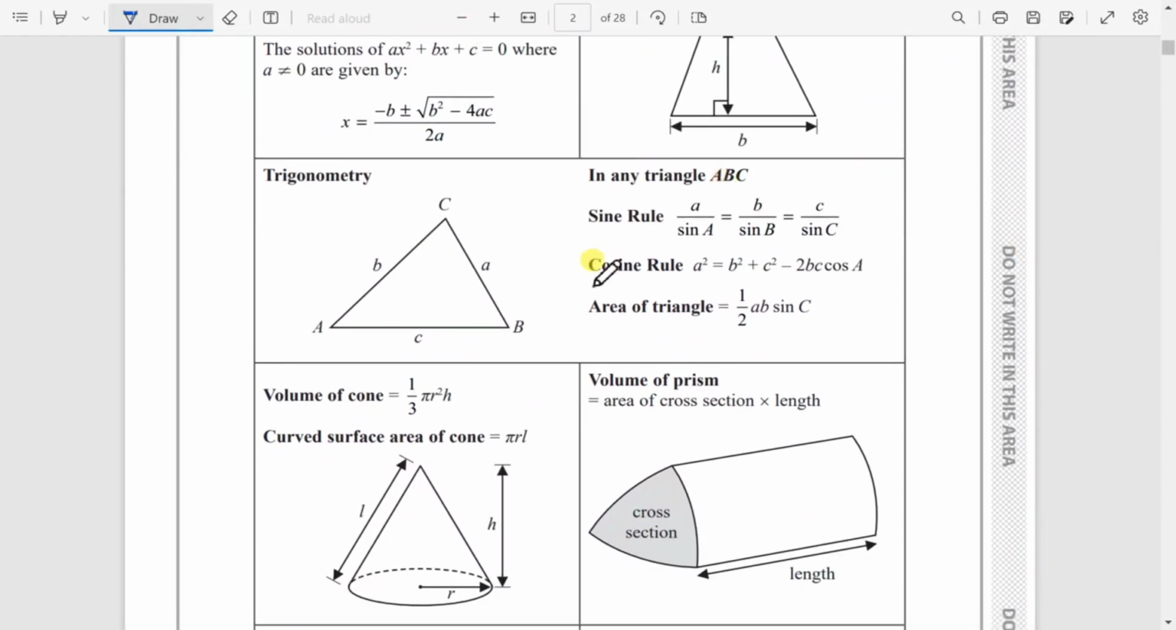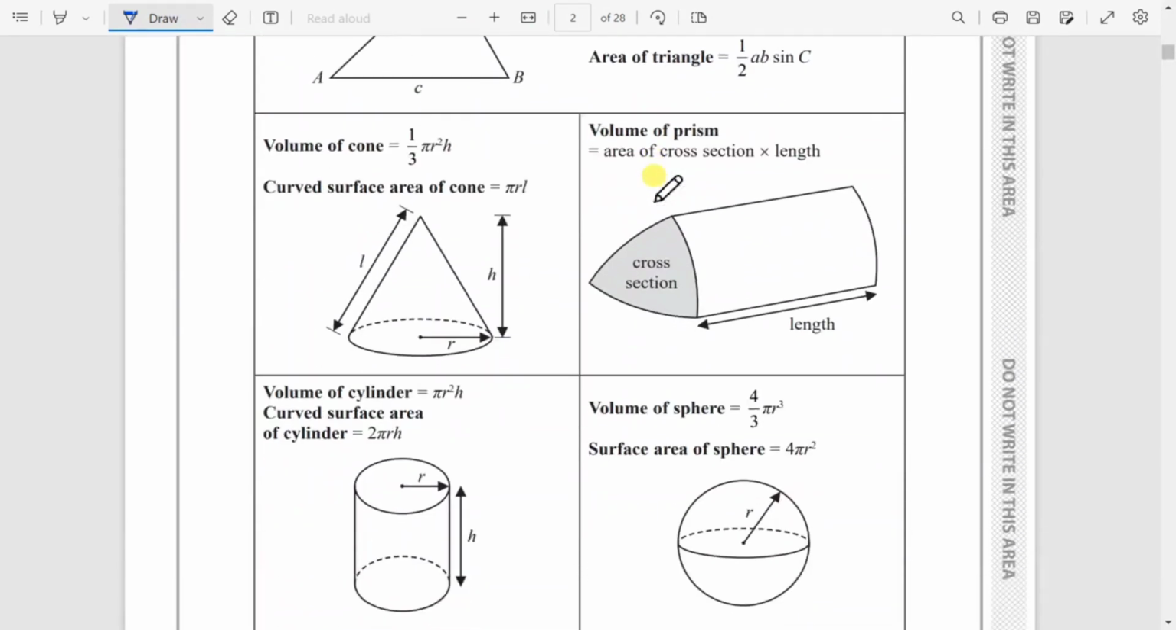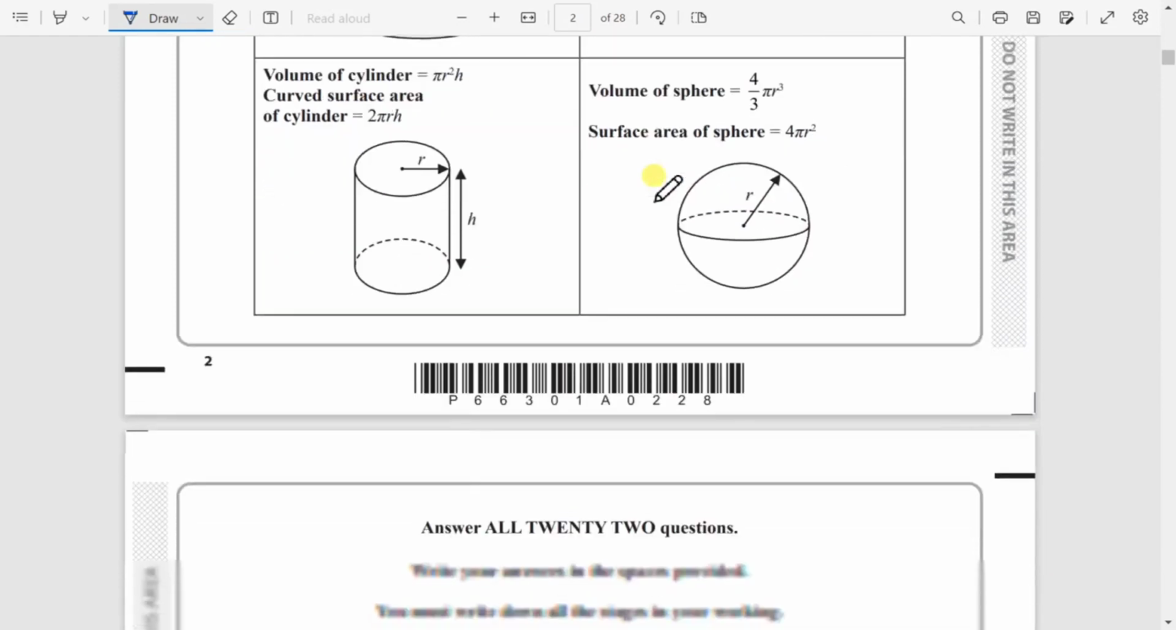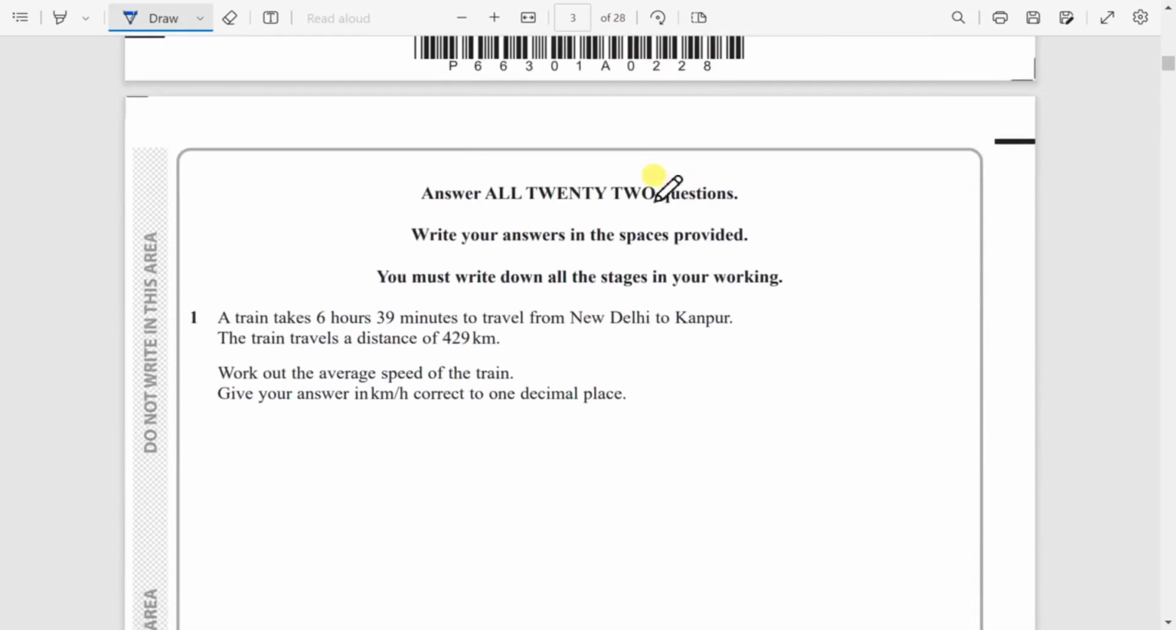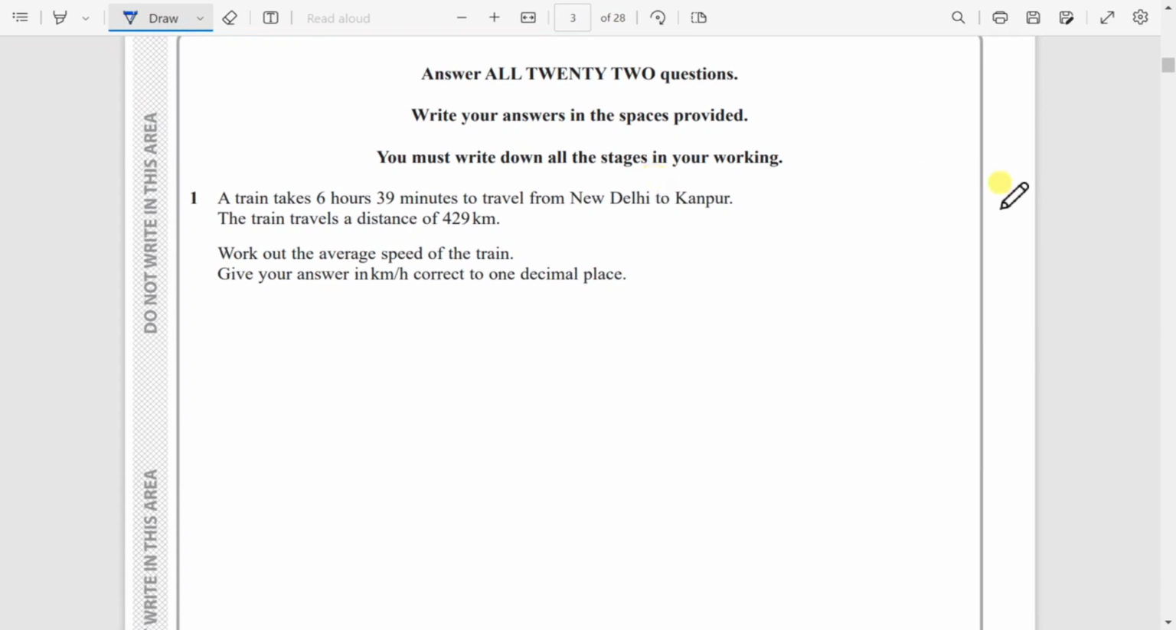As always, review your formulas, try and memorize as much as you can by heart. You're going to use some of these formulas anyway, but it's nice to know them in advance. So let's do this, guys. Let's start with all the questions. We're going to have 22 questions to do, and we're going to start with number 1. Now let's read this out loud.